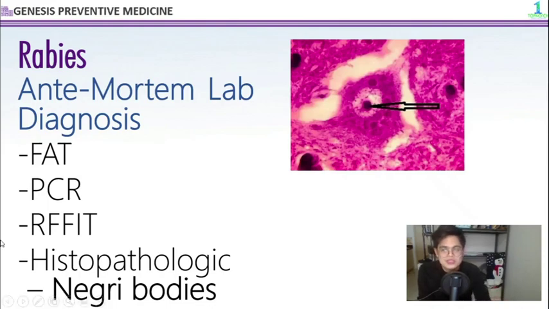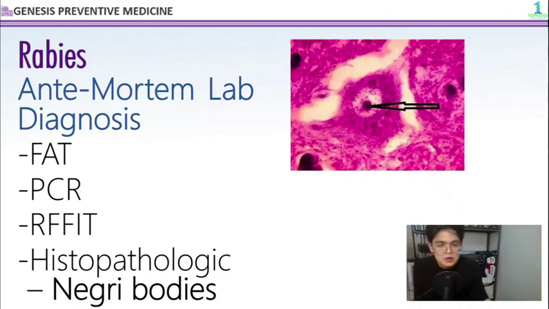PCR, of course, uses a serum sample or tissue sample to get the antigen specific for rabies. Lastly, histopathologic correlation with the classic finding of Negri bodies.